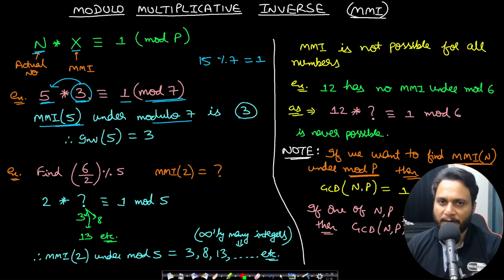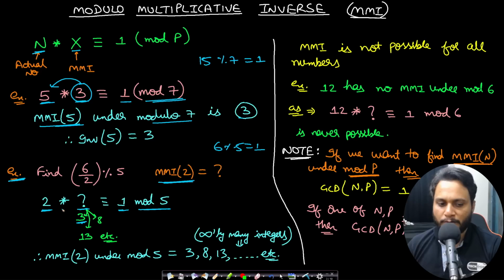But can we have only one modulo multiplicative inverse or multiple of them? If you take another example, 6 by 2 mod 5, then let's say we need to calculate the MMI of 2 so that I can remove this division operator and convert it to multiplication. What should I multiply with 2 in such a way that under mod 5 the value comes out to be 1? If you try, 3 is one option: 3 times 2 is 6, and 6 mod 5 is 1. So 3 can be called a modulo multiplicative inverse of 2.